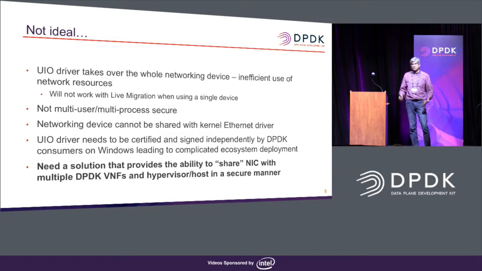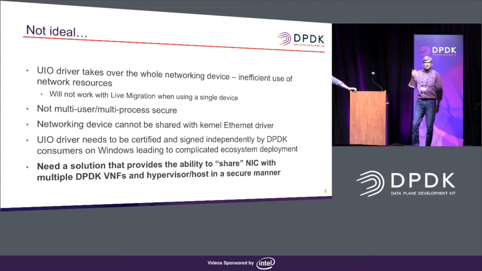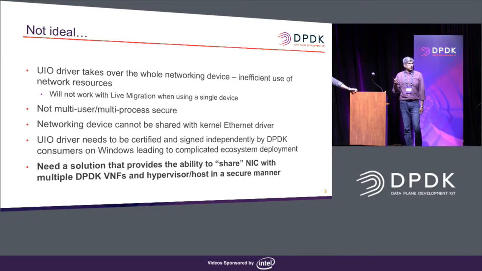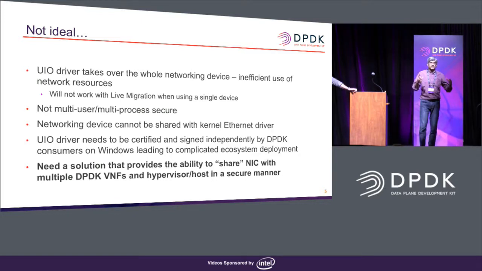Second, it's not multi-user, multi-process secure. Any two DPDK processes using the same UIO driver could potentially overwrite each other, and that was another problem. The network device could not be shared with the kernel driver, like I said. Once the UIO driver was bound to that port, that's it. It took it over, and only the DPDK applications on top would be able to use it. And then the fourth bullet point is a very critical point on Windows. On Windows, you cannot load a kernel module or kernel driver that is not signed.